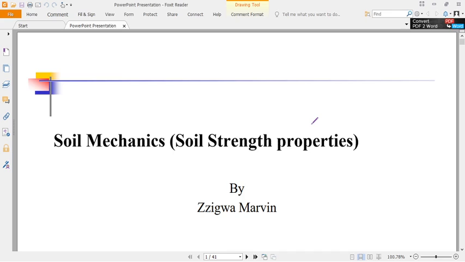So for this class, we are going to look at properties of soil. Basically, when I talk about strength properties of soil, we're looking at determining the parameters which can be determined in the lab to be able to model the response of a soil to loading. So one of the major parameters we get from the lab is the angle of internal friction and also the cohesion.